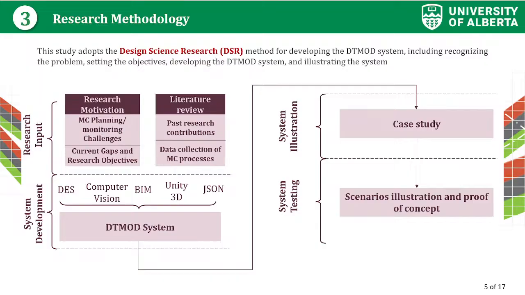The second stage of the DSR method was to develop the DT mode system, and this includes a variety of tools, including discrete event simulation, computer vision, building information modeling, the game engines, and real-time data input. In the third stage of the DSR method, we illustrated the system using a case study, and in the last stage of the DSR method, we used scenarios to illustrate the features of the DT mode system.